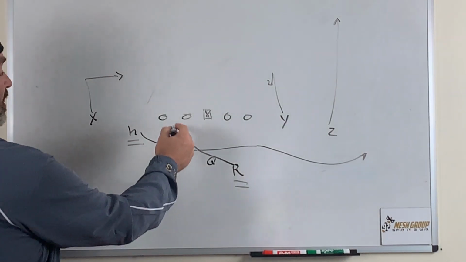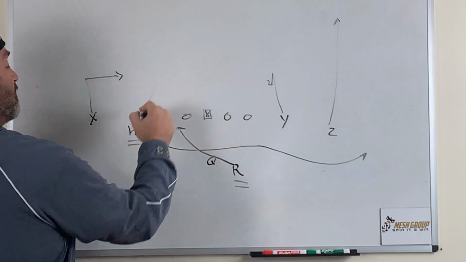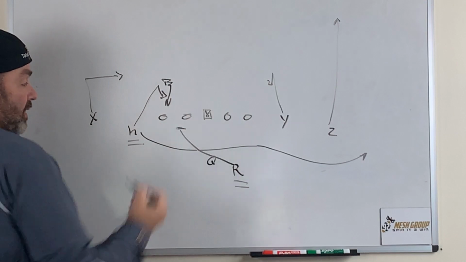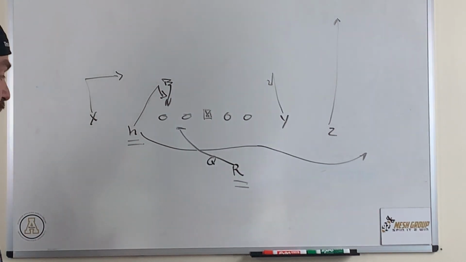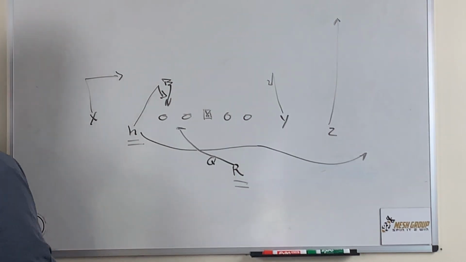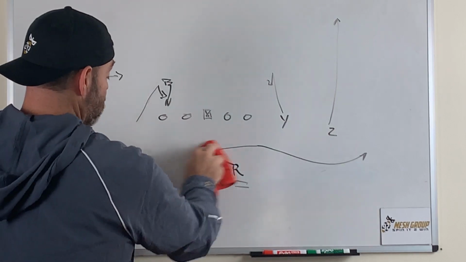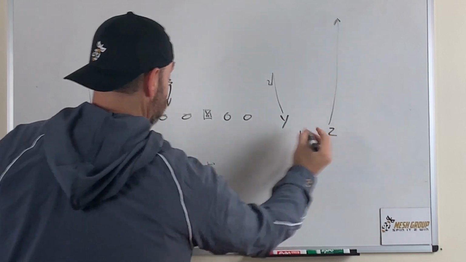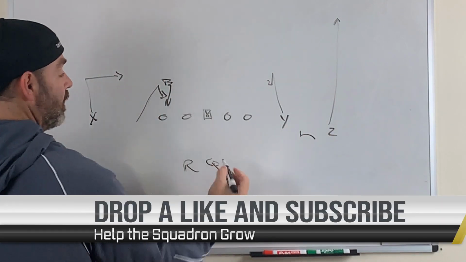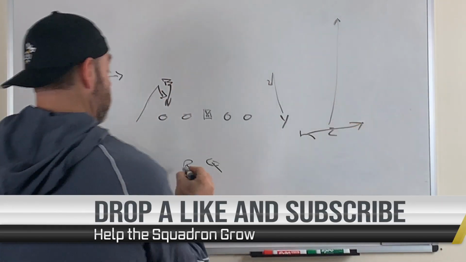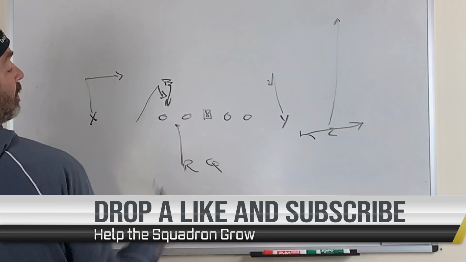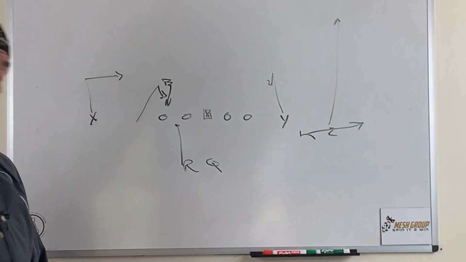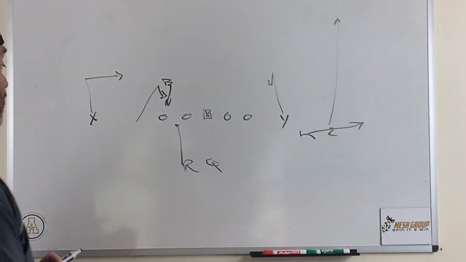And honestly, if you think about it, this run fake is going to do the same thing as that inside sit, which is occupy that inside linebacker, and that's kind of what we want there. So that's just one way to do it. Now think about this. If we take H and put him over here in early, he's going to do the same thing. And you can get a six-man protection with H coming out in the flat on the right-hand side.